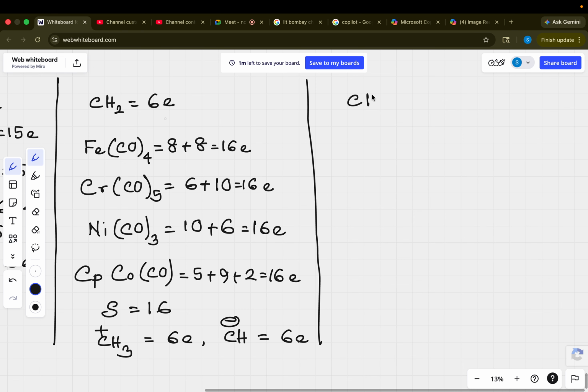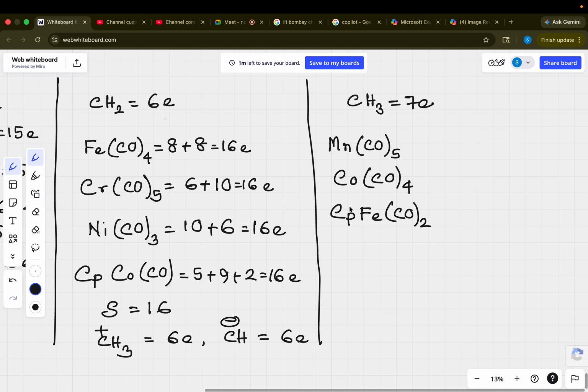Now write down CH3. CH3 is basically what? 7 electrons. So that will be equivalent to, okay, at home you will check. I am just writing down the units. Mn(CO)5. Then suppose you have Co(CO)4, that will also be isolobal. Suppose you have cyclopentadienyl Fe(CO)2. So 5 electrons from here, 8 electrons from here, and 4 electrons from here. So 5, 8, 13 plus 4, 17 electrons you are getting from here.